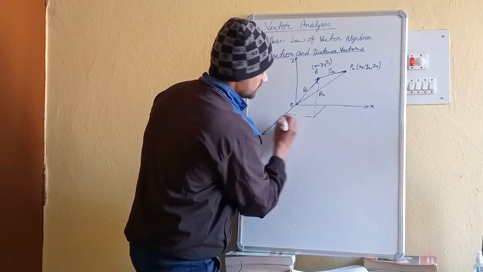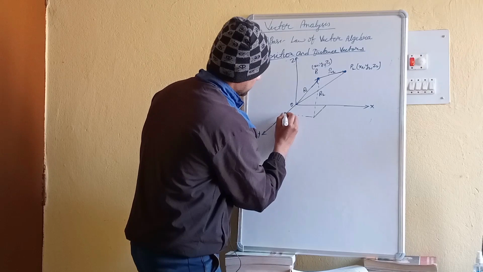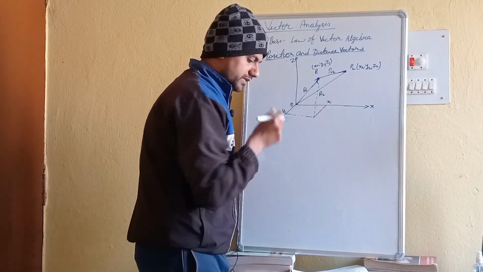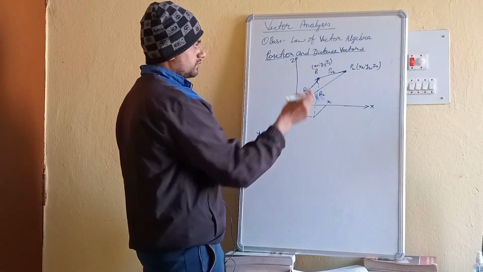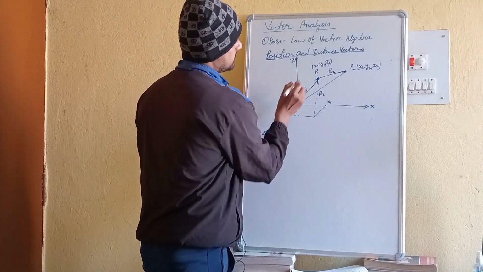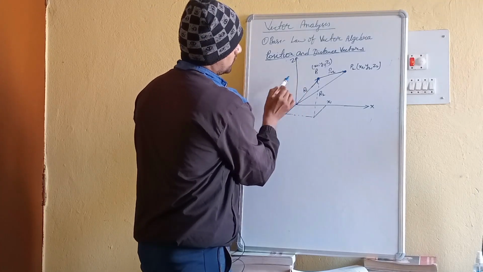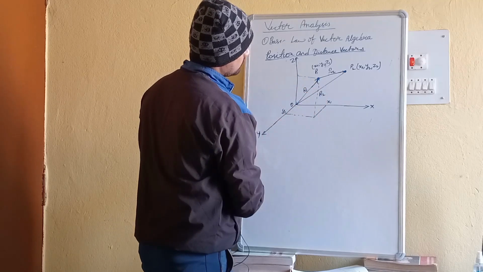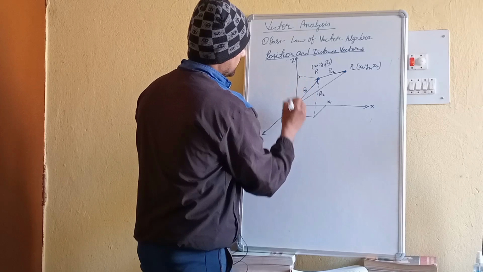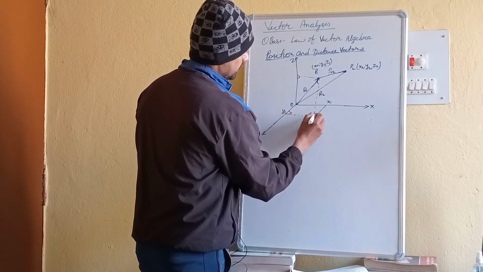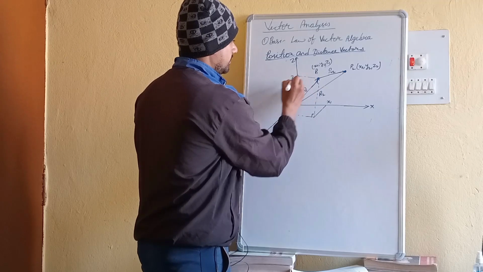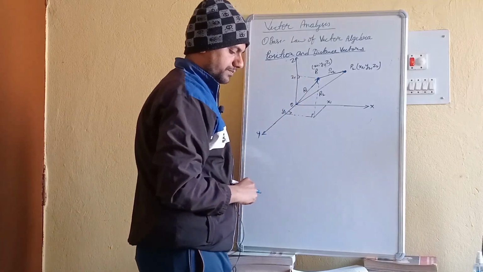So this one is y1 and this one is x1. In the same way, if you draw a projection from this point to the z-axis, then you will get, okay, now you can see here the perpendiculars, these all are perpendiculars. So this one you will get z1, clear?